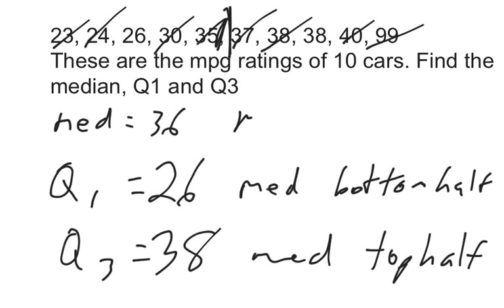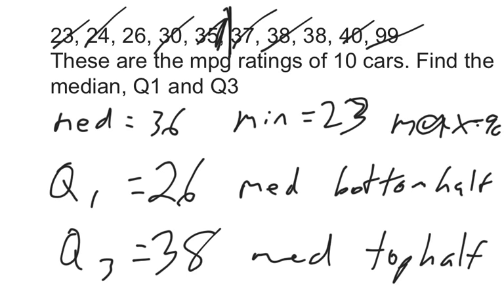Along with the fact that the minimum was 23 and the maximum was 99, these 5 numbers are our 5-number summary.